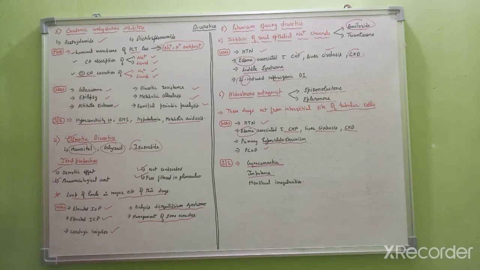The point to be noted here is that carbonic anhydrase inhibitors, osmotic diuretics, and potassium-sparing diuretics are weak diuretics. They are generally used in combination with loop or thiazide-like diuretics. So this is all about the diuretics. For more details, you can refer to Goodman and Gilman.